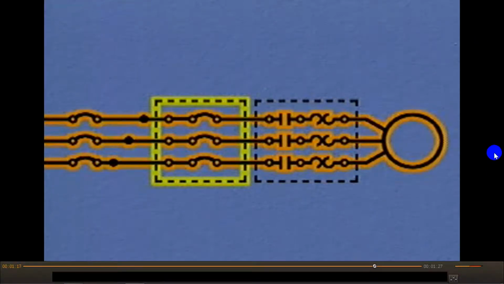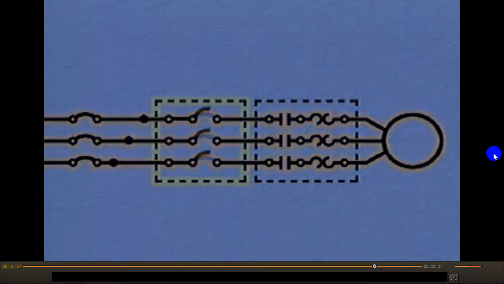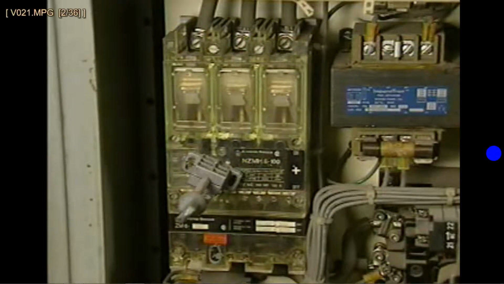To the right of the feeder section is a circuit breaker that can open the motor branch and isolate it from the power supply under either normal or abnormal conditions. This is an example of a circuit breaker. Under normal operating conditions, it can serve as a disconnect device.